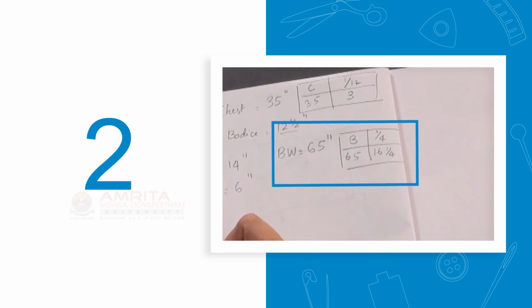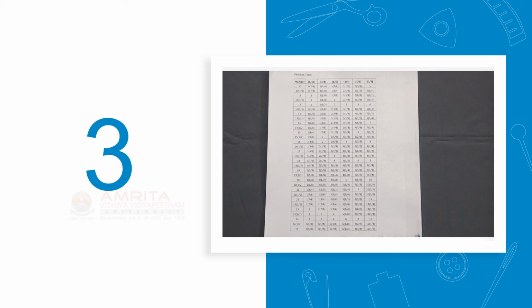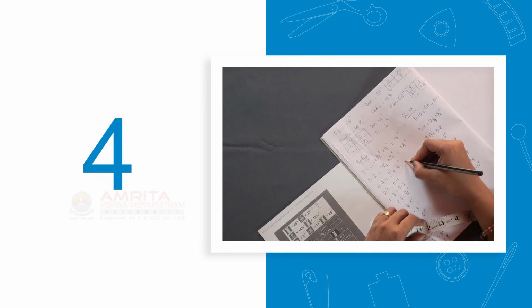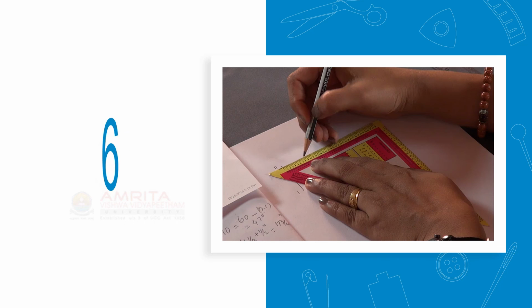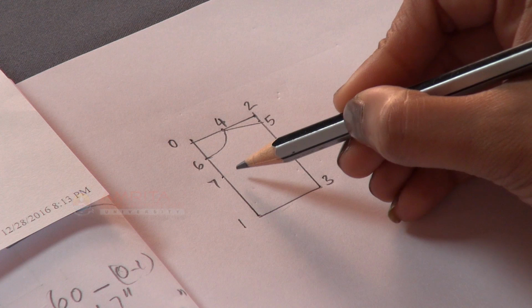Step 2. Check the pattern instructions to see if you need to find out any fractions of the body measurements. If so, draw a table with all the fractions to be found out. Step 3. Use the fraction table to find out the fractions of the body measurements. Step 4. Copy the drafting instructions in your notebook by substituting the values found out from the fraction table instead of fractions of body measurements. Step 5. Add or subtract the numbers if any. Step 6. Construct the pattern in your notebook with the help of a triangular scale. With that, we've come to the end of this session.